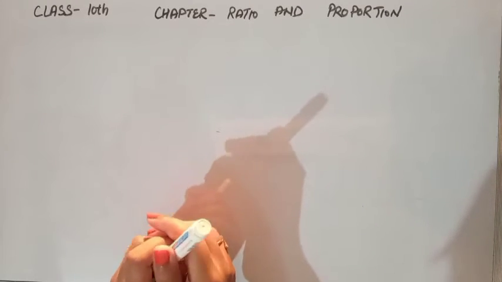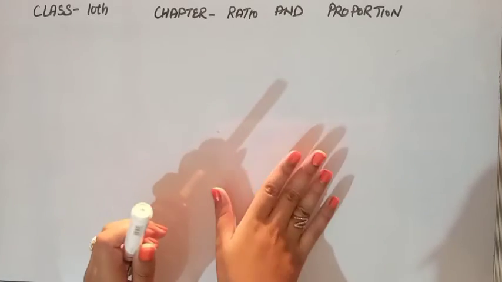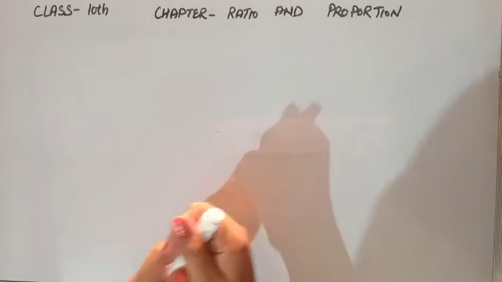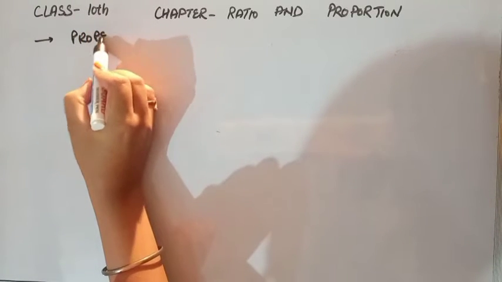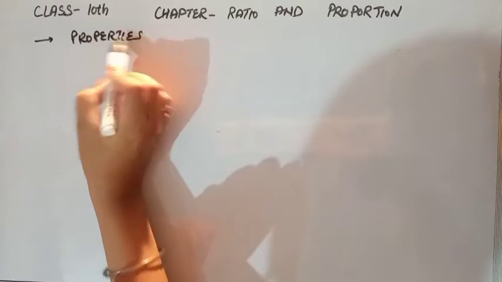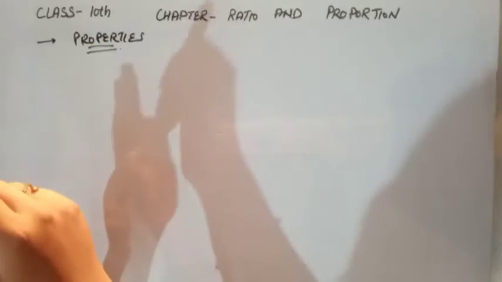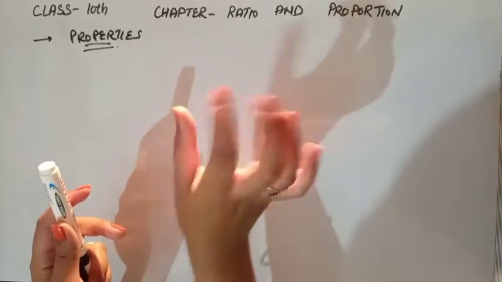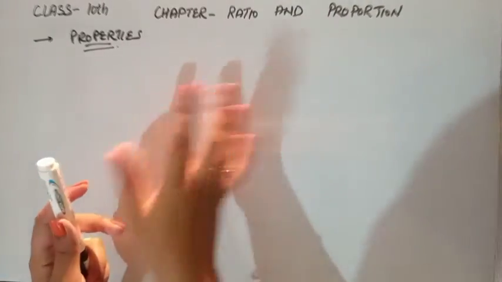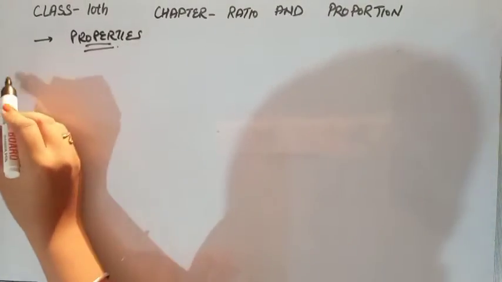Students, today we will discuss the last topic of this chapter, ratio and proportion, that is, properties of proportion. This is a very important topic. From this topic you will get questions in your board exam. It is sure shot. So let us discuss its properties.